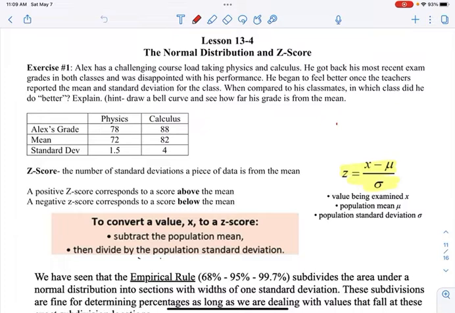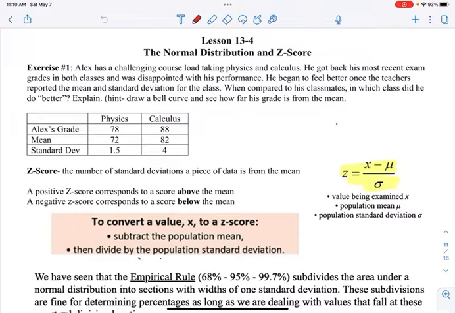So let's think about what he actually got. In physics, he got a 78, all right? In calculus, he got an 88. So it seems like he actually did better in calculus than physics because he got 10 points higher. But let's look at the mean grade.